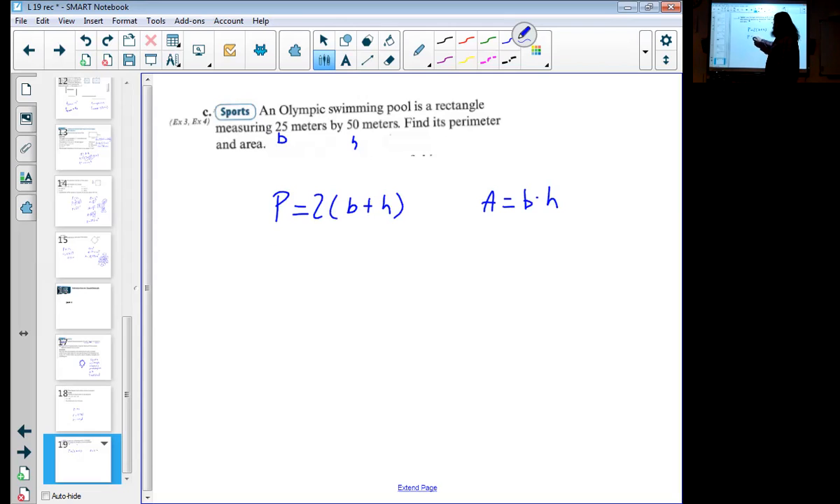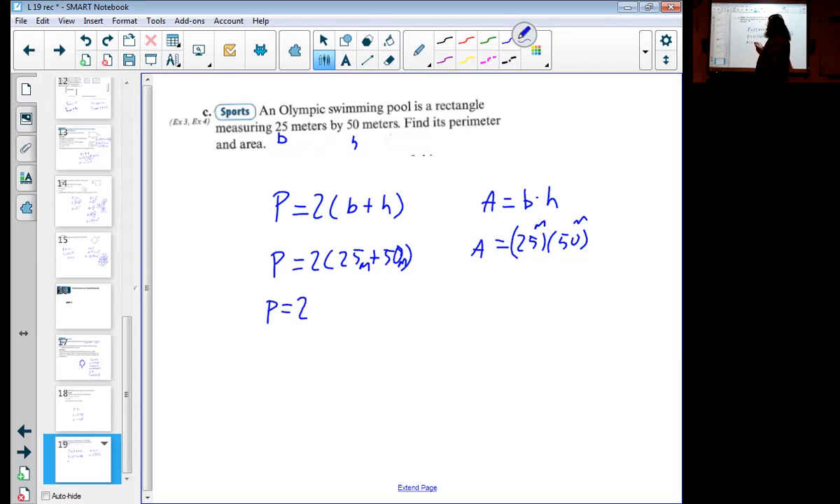So we can just plug in 25 for b and 50 for h. We have P is equal to 2 times 25 plus 50. Over here we have A is equal to 25 times 50. 25 plus 50 is 75. I know that because quarters are 75 cents. 50 cents and another quarter. 75. So we have 2 times 75 meters.